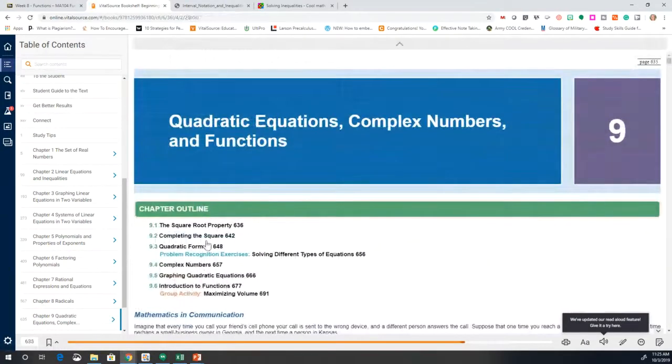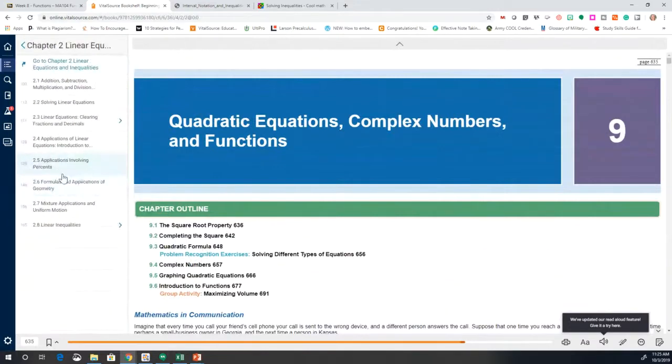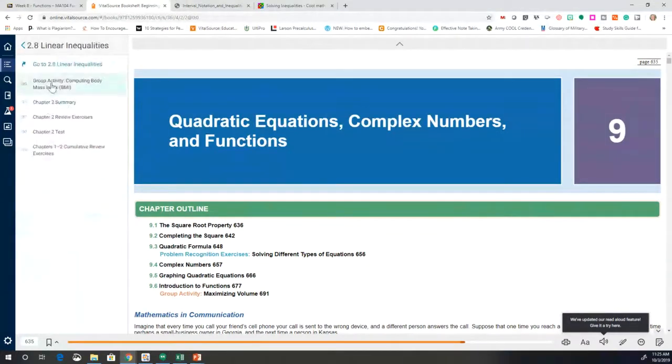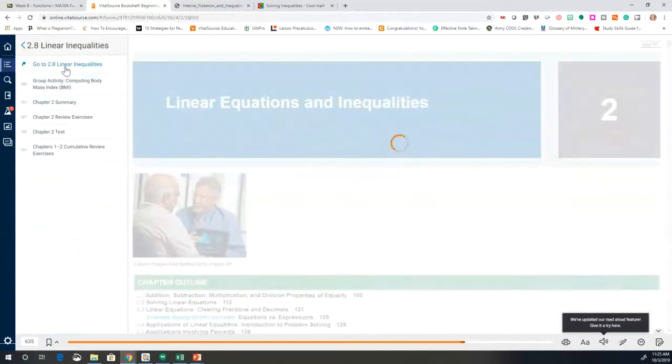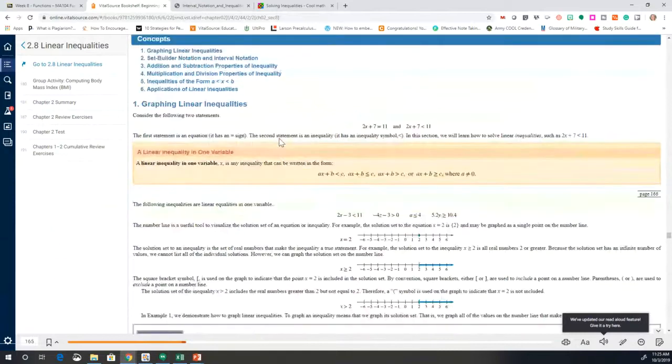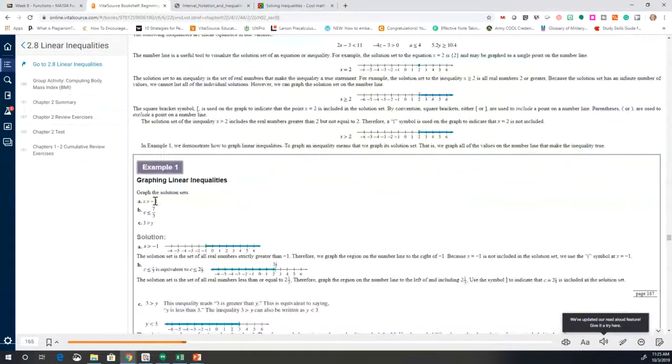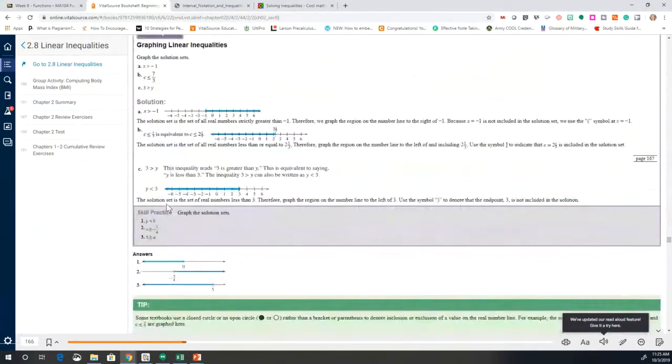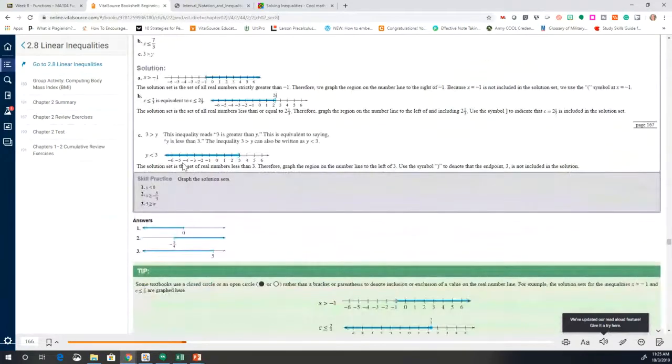If you do want a little bit more practice with that, go back to chapter 2 and it says linear equations and inequality. So we didn't cover 2.8, but that's 2.8. Let me click on that, go to linear inequalities. It talks a little bit more about it. It's solving it. We don't need to solve. We are just writing what it means if something is less than or greater than.